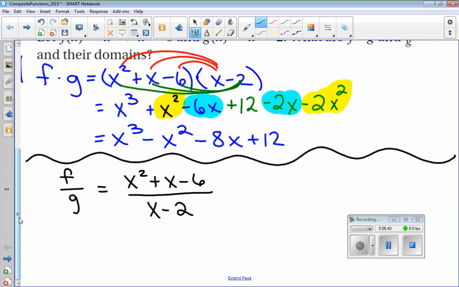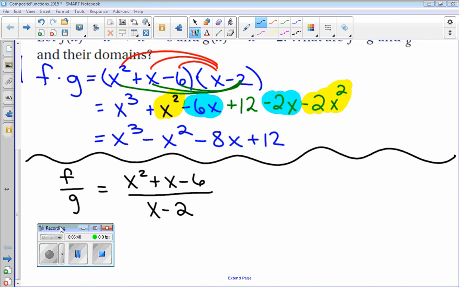0. So what would x have to be in order for me to divide by 0? What can't x be? So x minus 2 cannot equal 0. Do you agree with that? The denominator cannot equal 0. So in other words, x cannot equal 2. That's your domain restriction. Remember that?